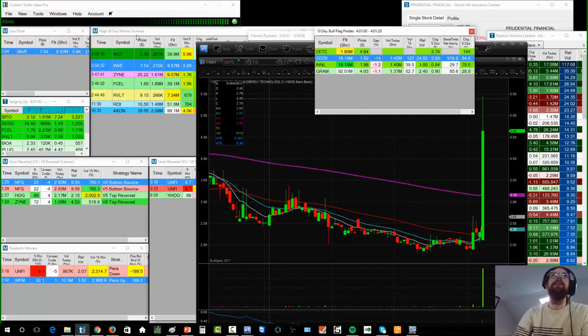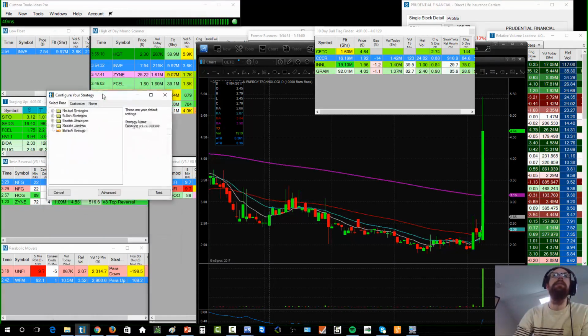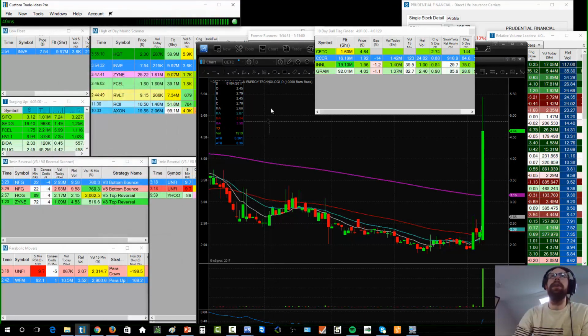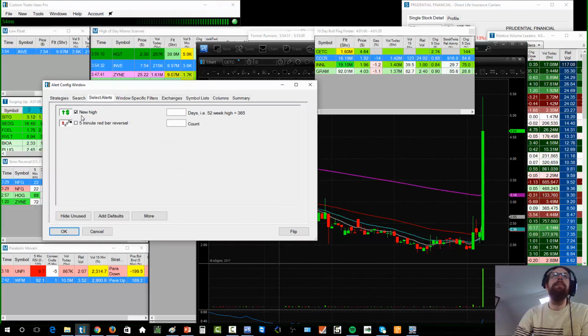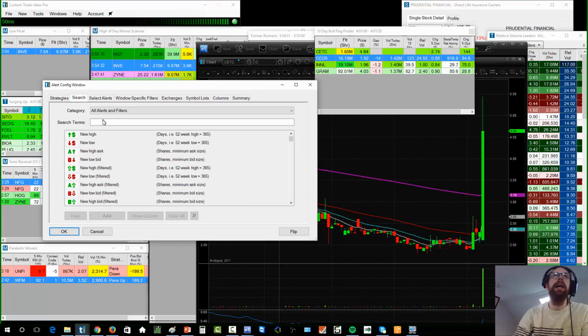But anyway, so let's look at this flat top breakout scanner. All right, so new alert window. So if we're going to do a flat top breakout, what does that look like? So the stock needs to be, let's see, we could consider a new high for the alert.